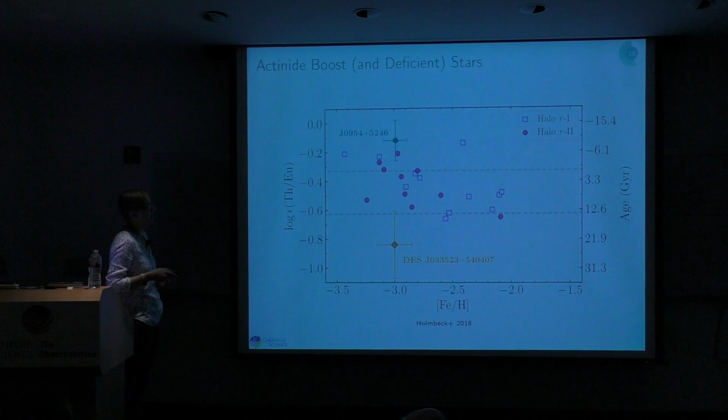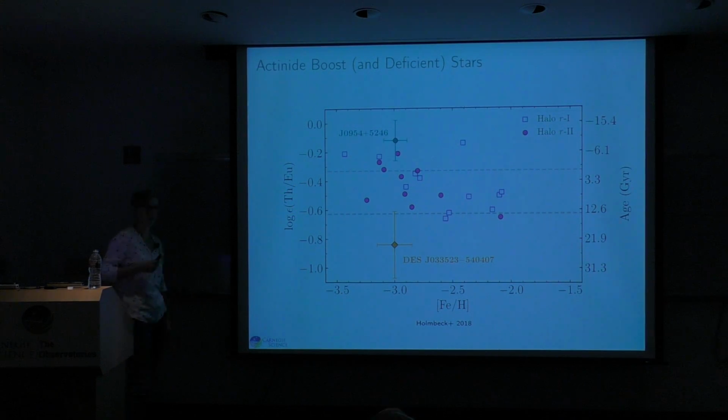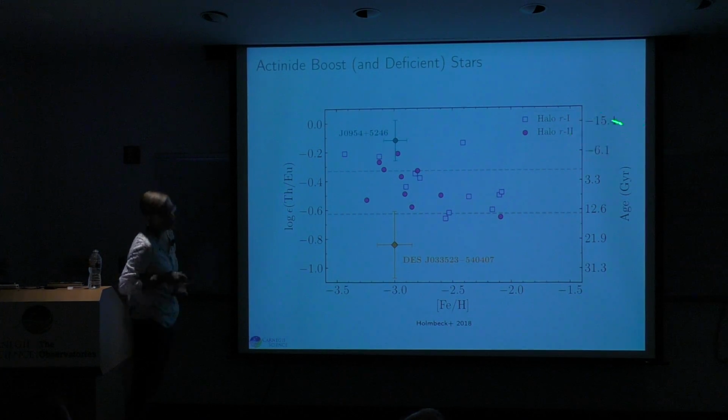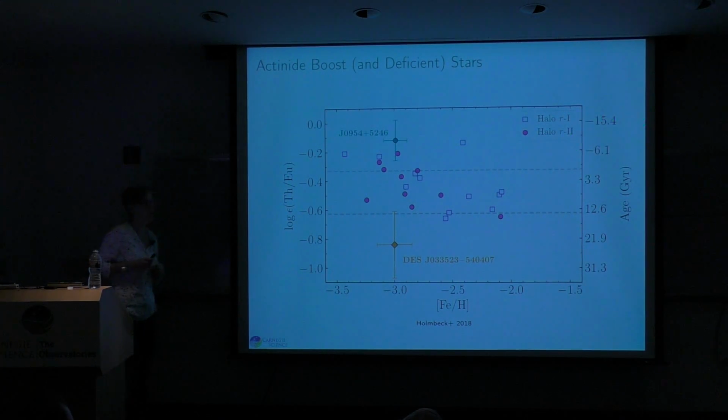These are plotted here as a function of metallicity, and then we have age measurements for these stars. When you have a radioactive element, you can assume something about the initial production ratios, and then you can calculate an age for these stars. If you do that for these actinide-boosted stars, you get negative ages. It's not quite so good.